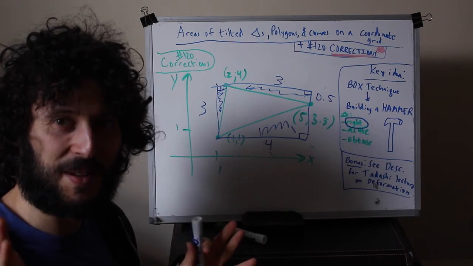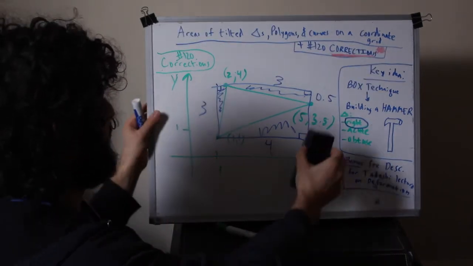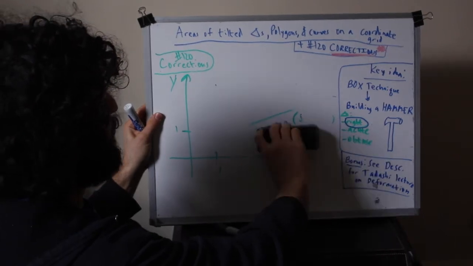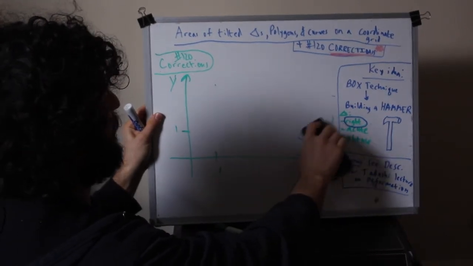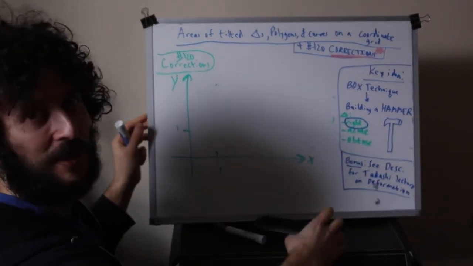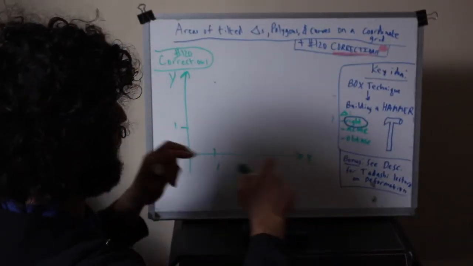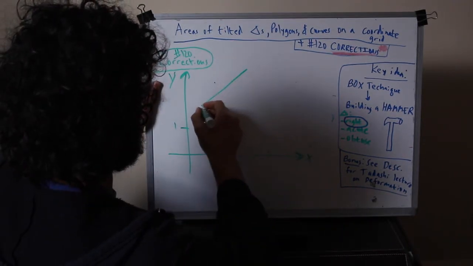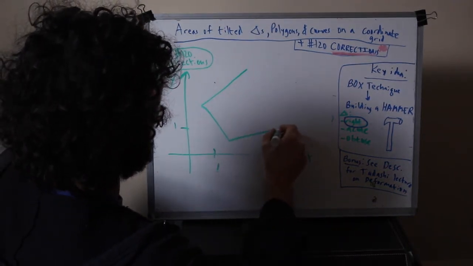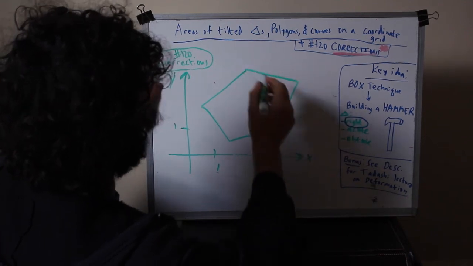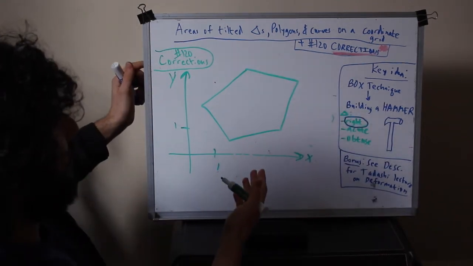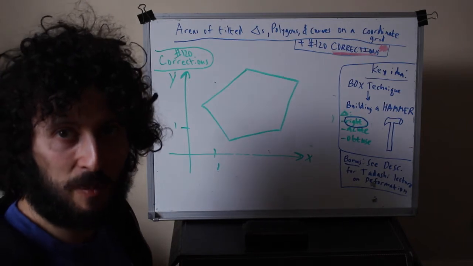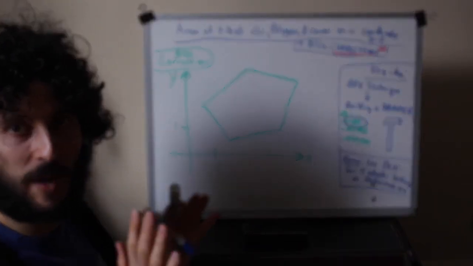But wait, there's more. You might think, oh, well, these are like little baby shapes. You can't do anything really fun or interesting or powerful with this. So let's take some wacky polygon. Let's say we have a shape like that. So this is a pentagon. It need not be a regular pentagon. It could be all sorts of weird shapes.